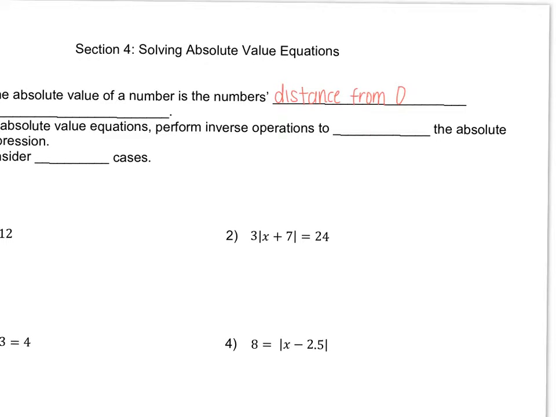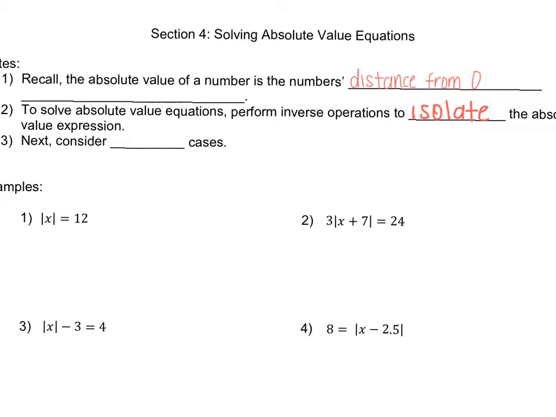Now, in order to solve absolute value equations, your first step is to isolate the absolute value expression. You have to get the stuff in between the lines by itself. Otherwise, the problem's not going to work. And then you have to remember two cases.